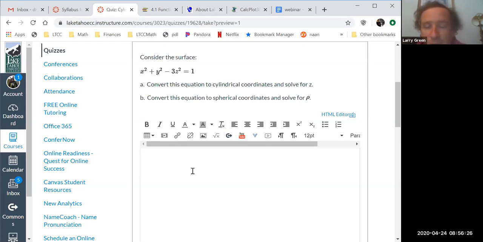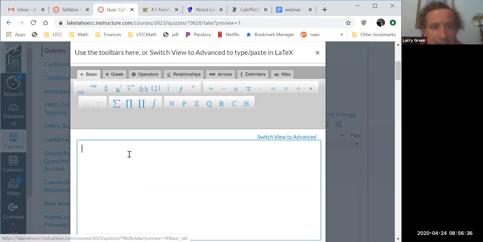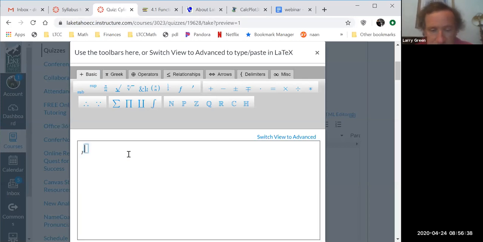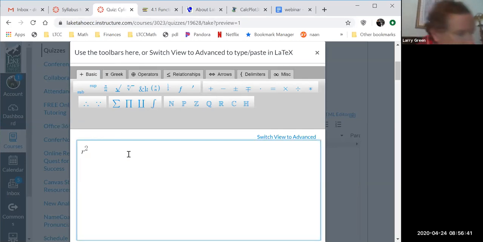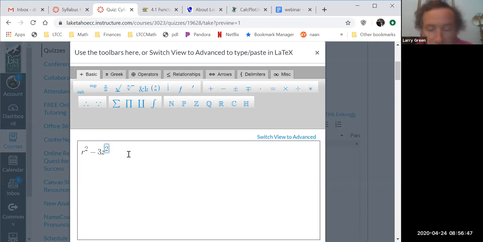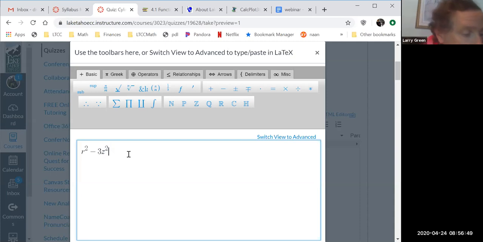So what we can do is change the x squared plus y squared into r squared. So let's do that. And we can write down r squared, and then it was minus 3z squared. Remember, z just stays as z in cylindrical coordinates, is equal to 1. Any questions on that?